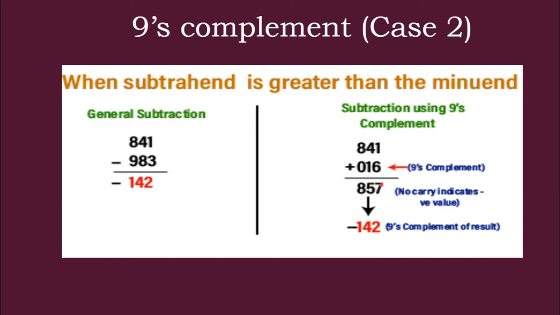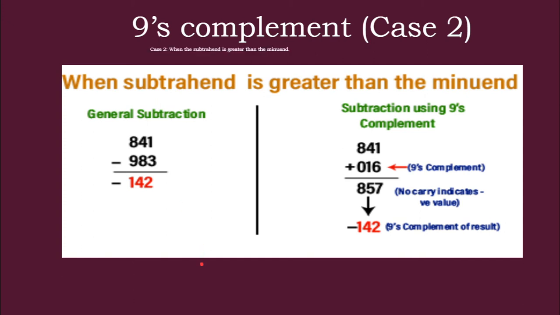So we have to find out nines complement. How to find out? 9 minus 7 is 2, 9 minus 5 is 4, and 9 minus 8 is 1. So 142, and the result is negative because we are complementing the answer. So the answer we got is minus 142. We can cross check with the regular subtraction process.